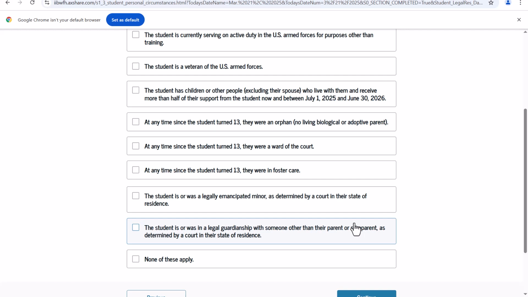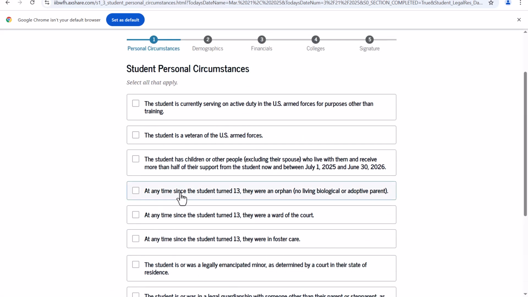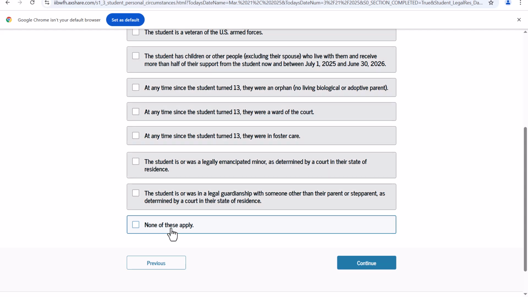So if a student is able to select yes to any of those questions that we just went through, they are independent on the FAFSA and will only use their financial information and will not need parents' information, okay? For the purpose of this video, though, we are going to select none of these apply and move forward.